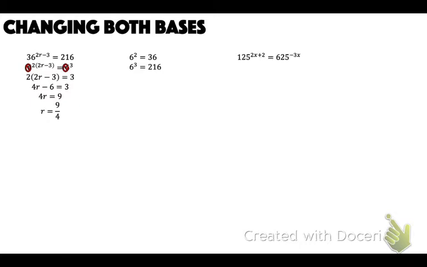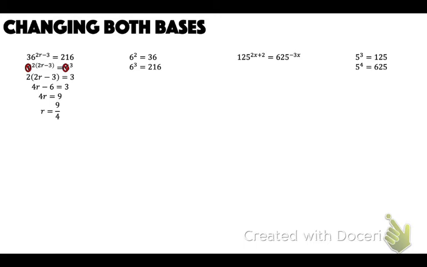Let's do another one. So this one, if we have 125 to the 2x plus 2 and 625 to the negative 3x, well, 125 squared is definitely bigger than 625. It's 15,625. So that's not going to work. But then I went back and I already know that 5 cubed is 125 and 5 to the 4th power is 625. So just start checking numbers.